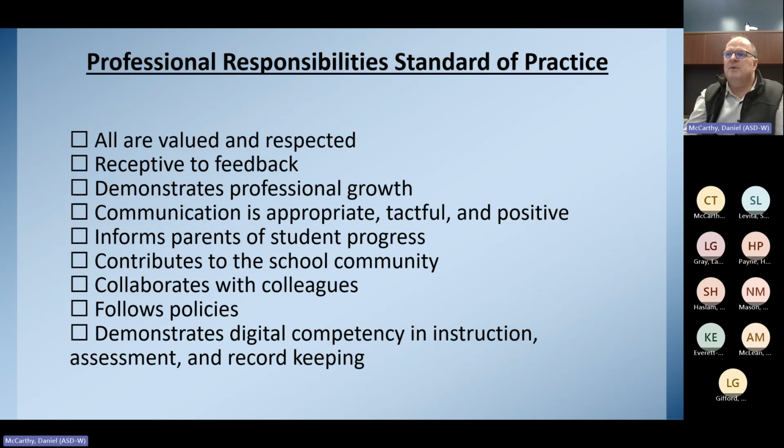So the last domain is professional responsibility, standard of practice. It's really about whether communication is appropriate, tactful, and positive, and informs parents of students' progress. Teachers sometimes will keep logs on parent contacts, what the expectations are, and how you collaborate with colleagues. Even though that's on your walkthrough sheet, we usually don't collect that data right there. We collect that data through conversations with the teacher themselves, and so we know what you signed up for.